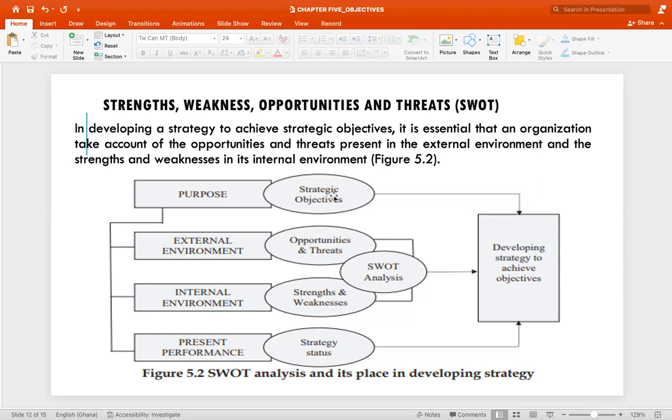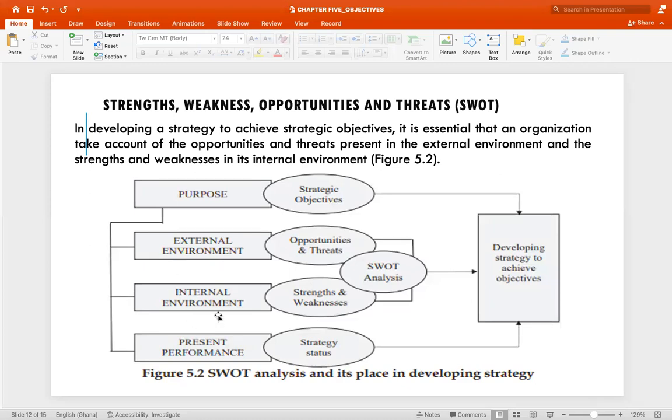I just told you that the strategic objectives must be connected to the purpose, which is the vision that the organization is going to achieve, all right? And all of that must be based on your understanding of your external environment, the opportunities and the threats that the organization is likely to face. They must be connected to your internal environment, your strengths and your weaknesses, okay?